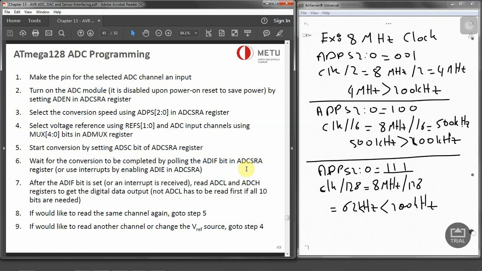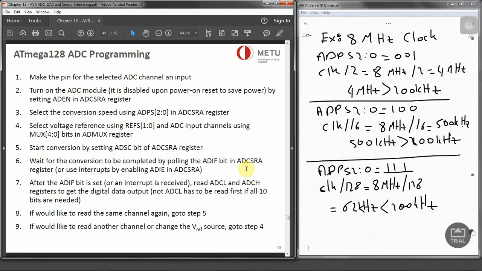Once the ADSC bit is set, it runs for 13 cycles if it's not the first one. If it's the first one, it has to be 25 cycles. Then it sets the interrupt flag, if the interrupt is enabled. Otherwise, we have to poll it and check whether it's set or not, because in the end it says that the conversion is done and the digital data is ready. Once the digital data is ready, it's stored in ADCH, the high byte, and ADCL, the low byte, and we can get the data from there to process it.